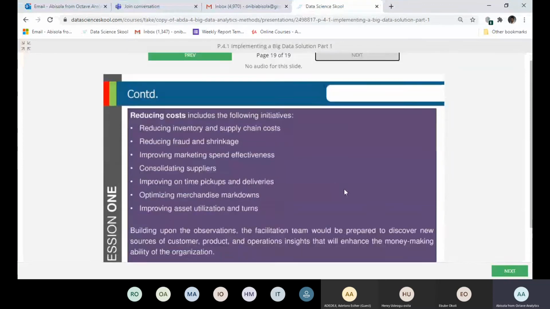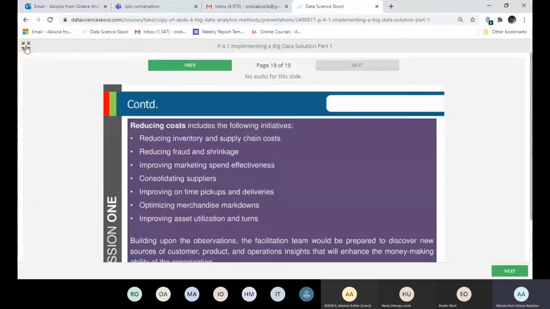So building upon these observations, the facilitation team will be prepared to discover new sources of customer, product, and operations insights that will enhance the money-making ability of the organization. So when they check all of this, they will be able to see the things we have to look into. When you know the kind of things you can do to reduce costs or improve revenue of a company, then you would know the kind of insights you need to enhance the money-making ability of the organization. So that's about that slide.